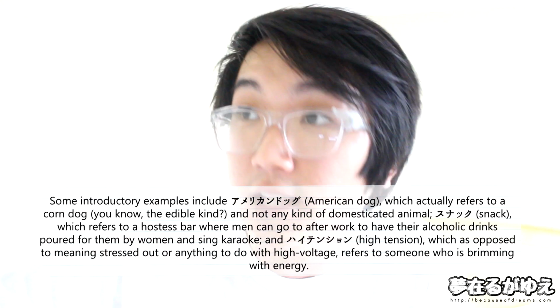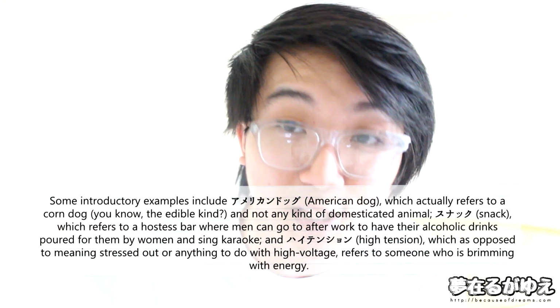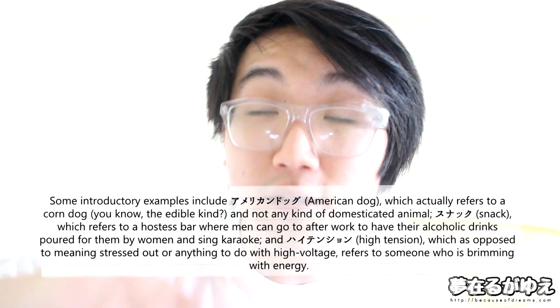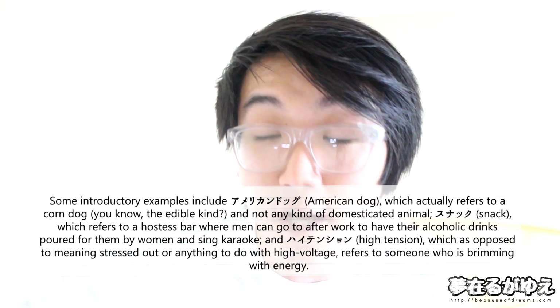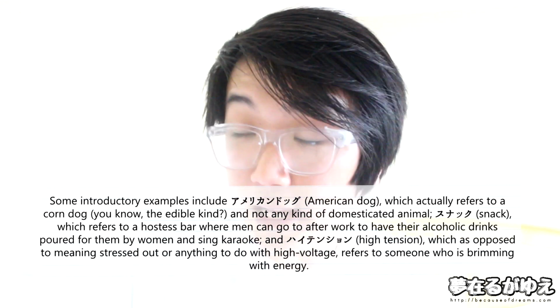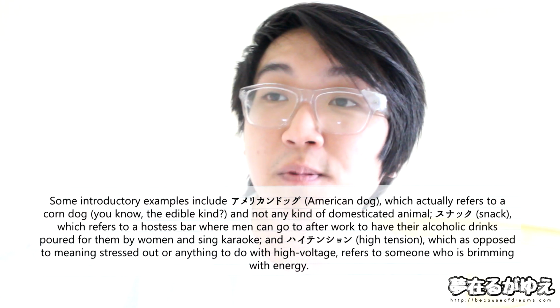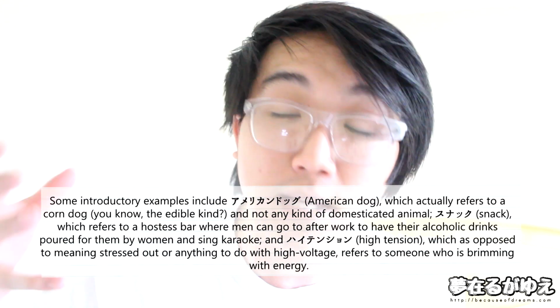So say someone who speaks English goes to Japan and some Japanese person asks them if they want to eat an American dog, they'll be really confused as to what they mean because they don't know that they're talking about a regular corn dog. So that is one example of a Wasei-Eigo word. Let's go through two more examples before we go back to dealing with some more contextual information.